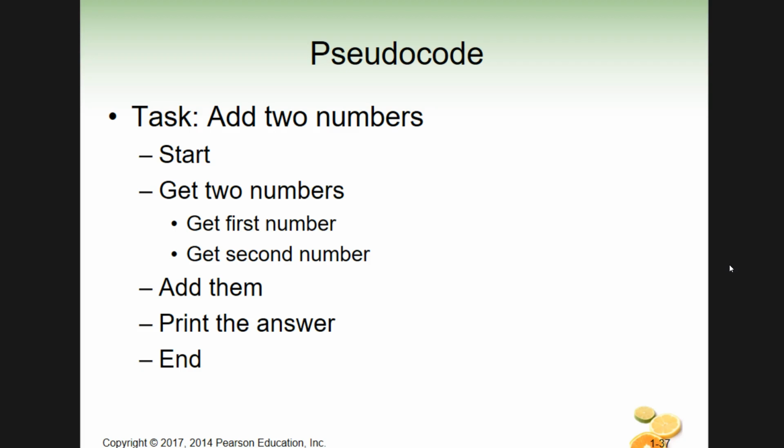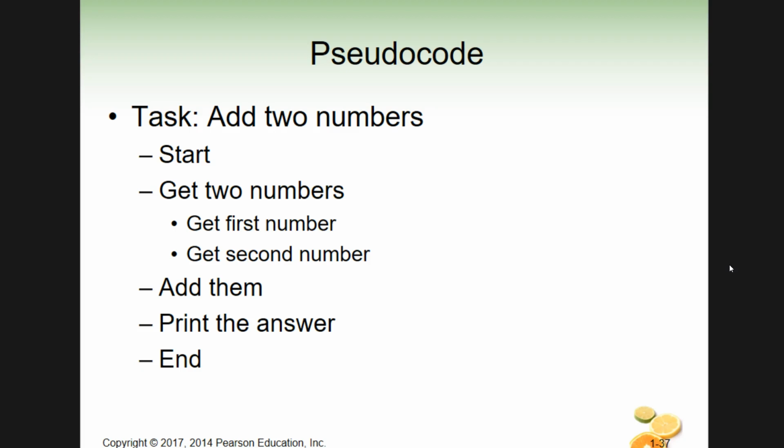So if we look at this example for pseudocode, here's our task at the bullet point. So we have our task to add two numbers. So just really simply, how might this work? And so here we go with the pseudocode. We're going to say start, and then we're going to say get two numbers. So we need to get the first number, get the second number. We're going to add them and print the answer, and then that's the end.